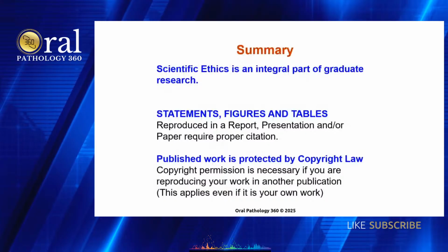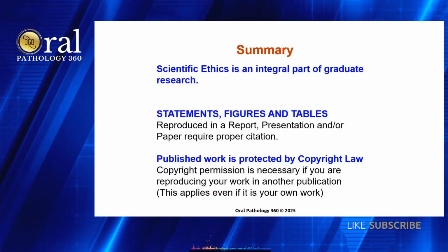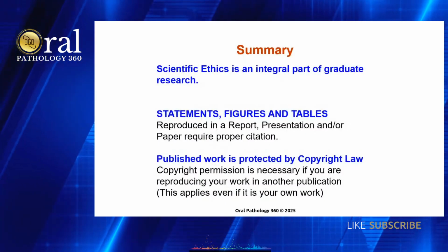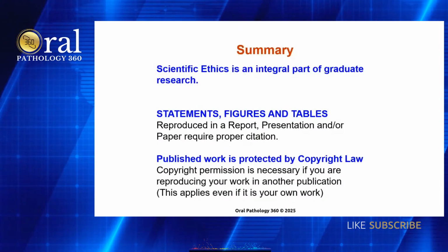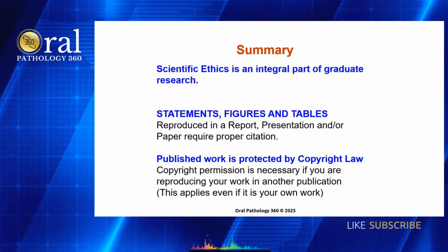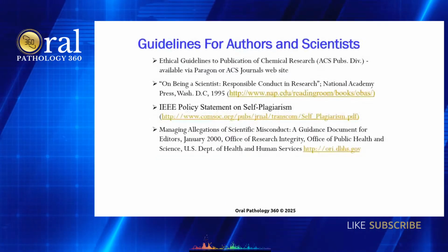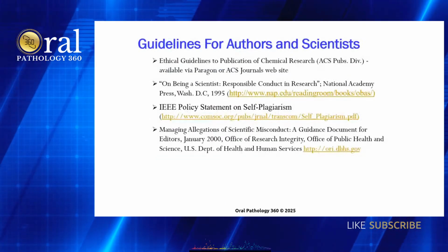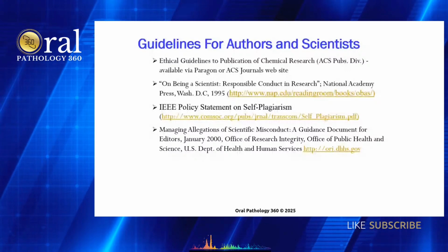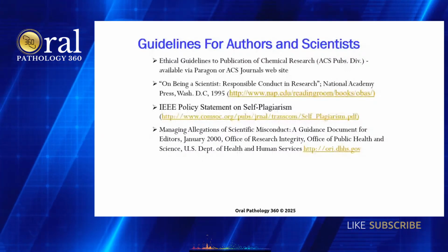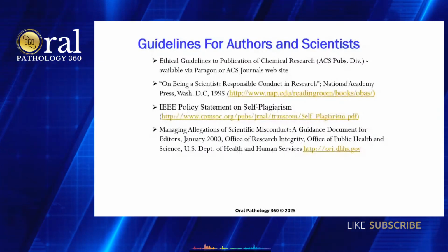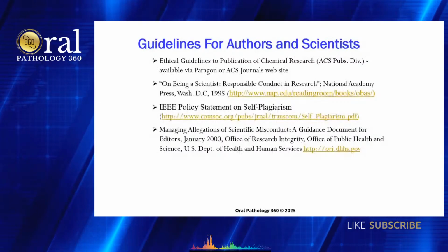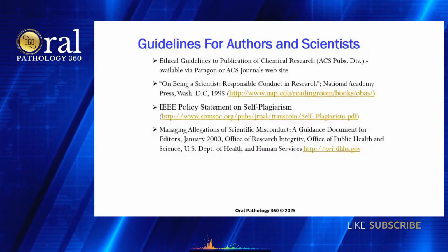Now, the summary is scientific ethics is an integral part of graduate research. So, statements, figures, and tables, if you are reproducing, it should be given citation. Published work is protected by copyright law, as you know. Now, guidelines for authors and scientists. So, ethical guidelines to publication of chemical research. There are various websites where you can get further information about guidelines for authors and scientists. I have given various websites which give information pertaining to that.